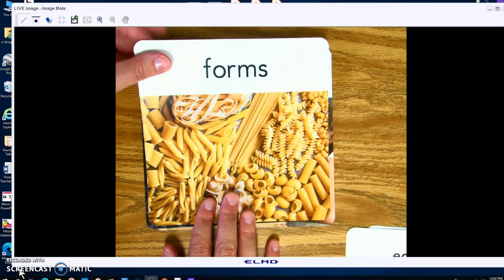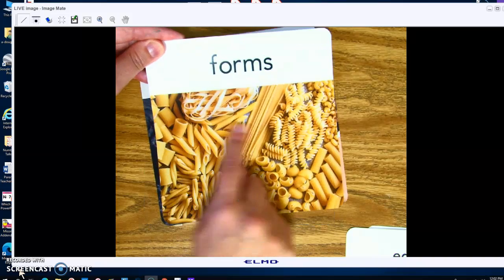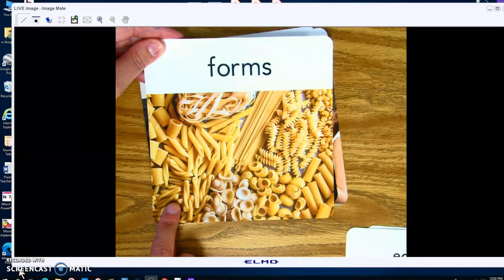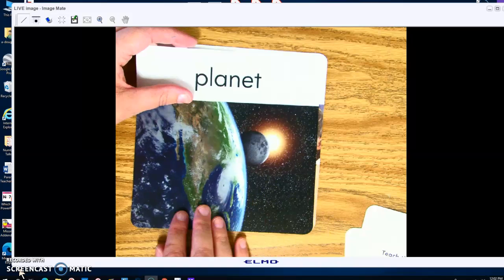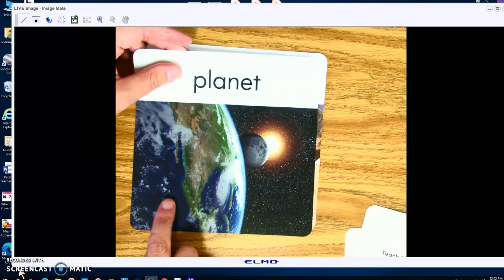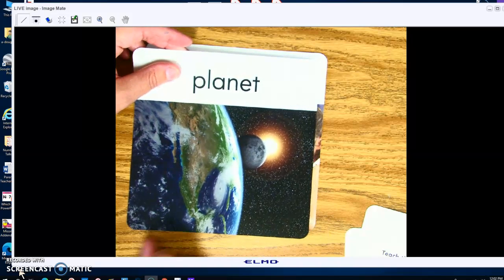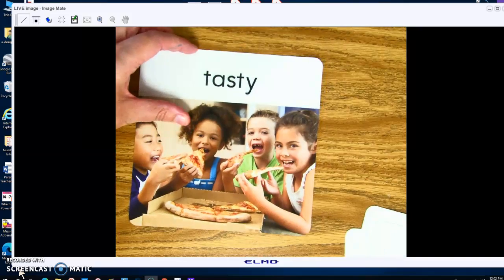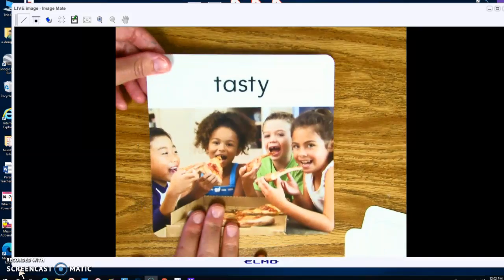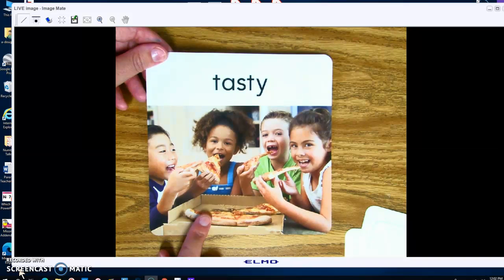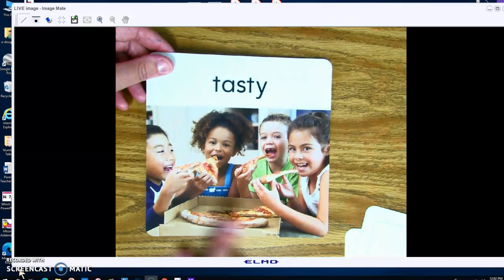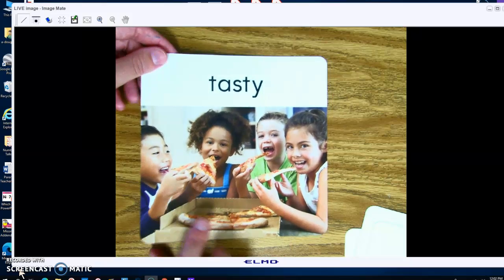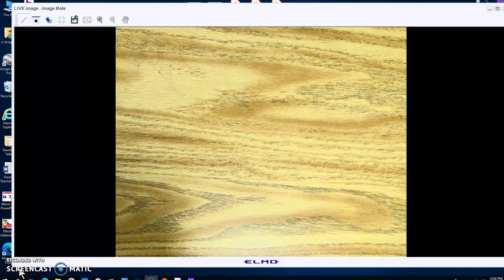Forms. Say the word. This is different forms of pasta. So forms means kinds. Planet. Say the word. Our Earth is a planet in our solar system. The planet we live on is Earth. And last one, tasty. Everyone say the word. Tasty. This pizza is really tasty. That means yummy. It's something that is good to eat.